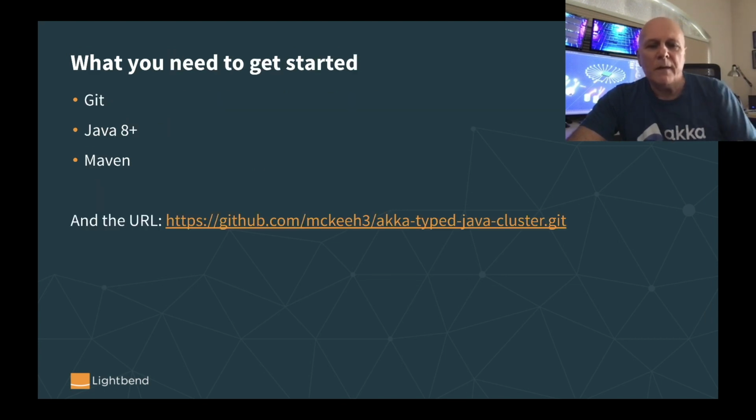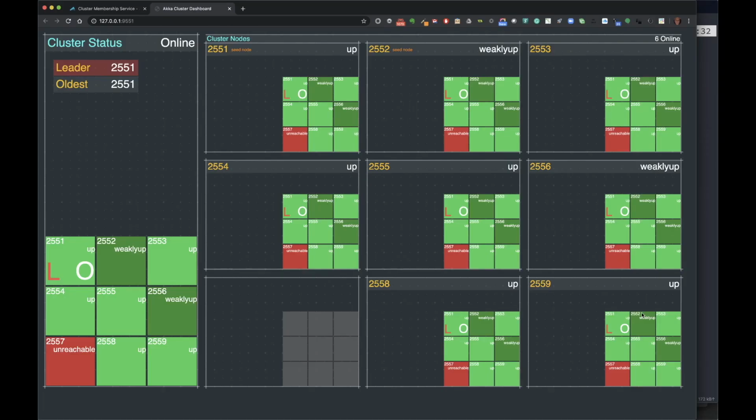The demo that I'm going to be doing is based on a project that is available to you. Everything I'll be showing you is available for you to use yourself, including the dashboard that I'll show you in just a minute. But the requirements are fairly simple. You just need Git, you need Java 8+, you need Maven, and then here's the URL to the project. It's in GitHub under my username McKeeH3, and the project name is Akka-type-java-cluster.